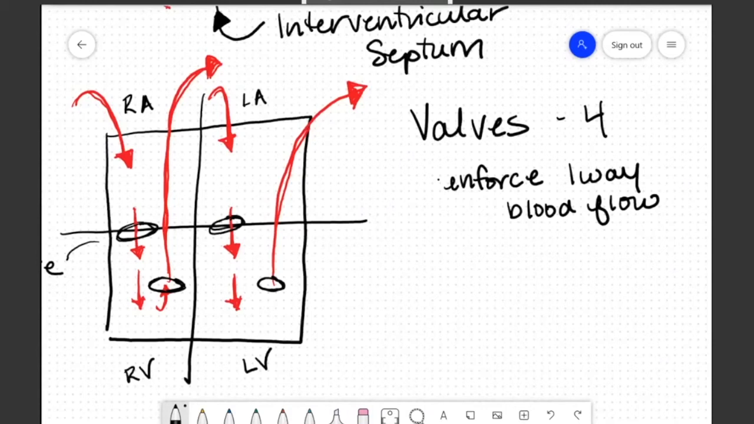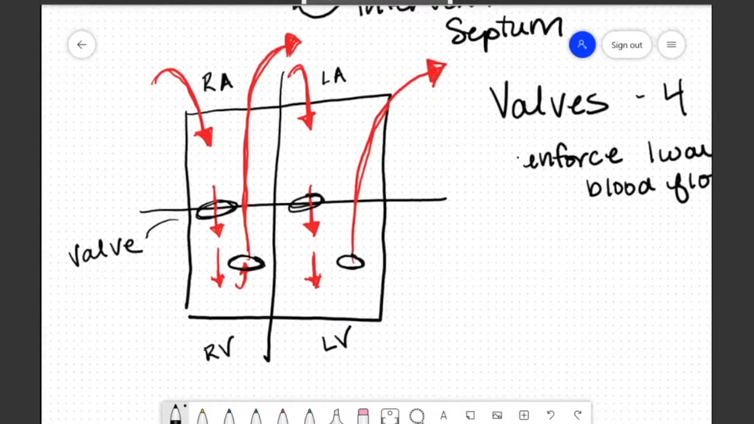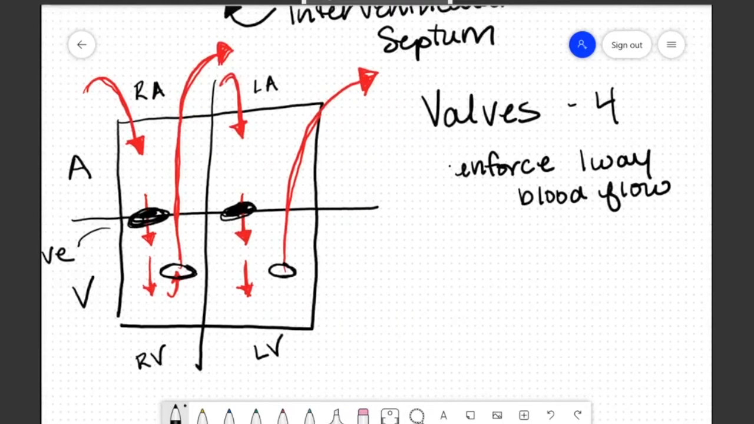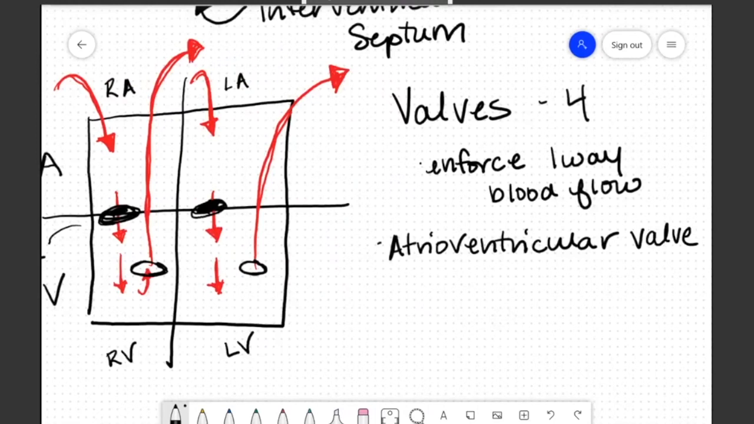So doorways here. The first doorways we're going to talk about are going to be this one and this one. You'll notice that they are between your atrium and your ventricles. So these will be our atrioventricular valves. So these valves are between your atrium and your ventricle. So they will be our atrioventricular valve. How do you know which one is which? This one is on the right side of the body. This one is on the left side of the body.